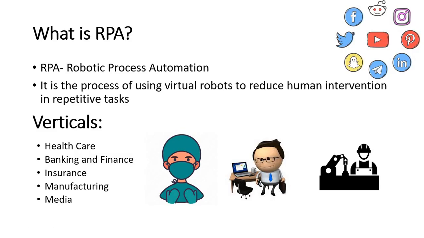So RPA means robotic process automation, which means the process of using virtual robots to implement repetitive tasks. Thereby, we can reduce the human intervention on repetitive tasks.